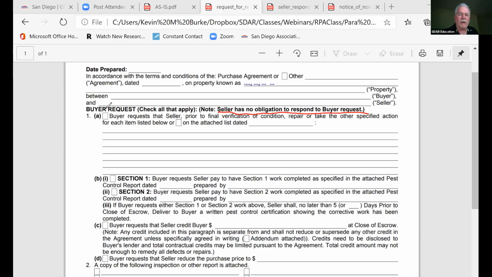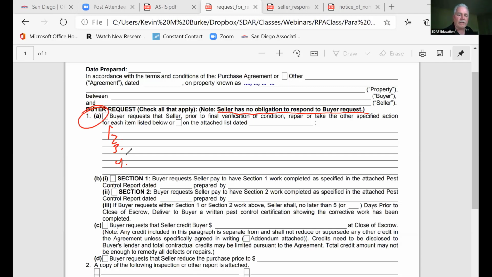And the first thing, paragraph number 1A: buyer requests that the seller, prior to final verification conditions, so before the final walkthrough, repair or take the other specified action for each item listed below. Okay, and so my advice when I'm filling out this form, I would do number 1, number 2, number 3, number 4. Make sure you itemize them. That makes it easier for the response. We like the response that says, yeah, we'll do everything, but if they respond with, we'll do number 1 and 3, then we don't know what 1 and 3 are if you don't put that in there.